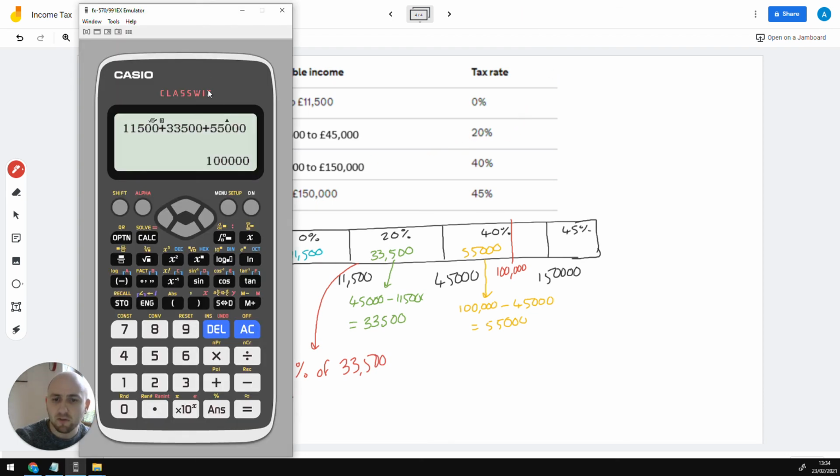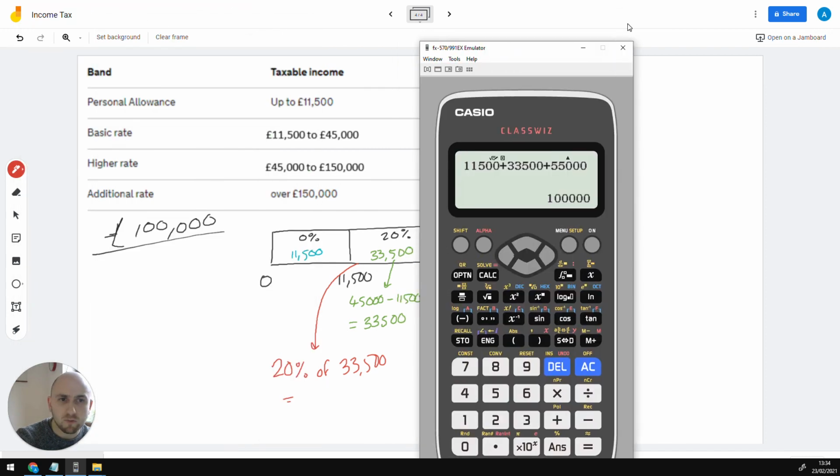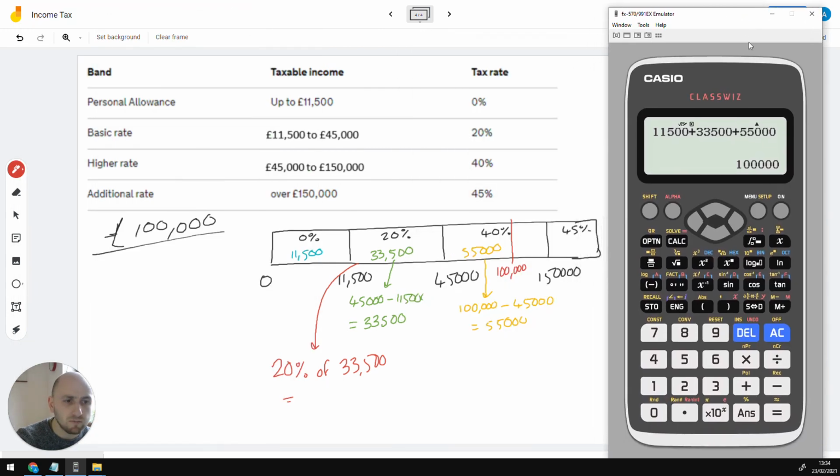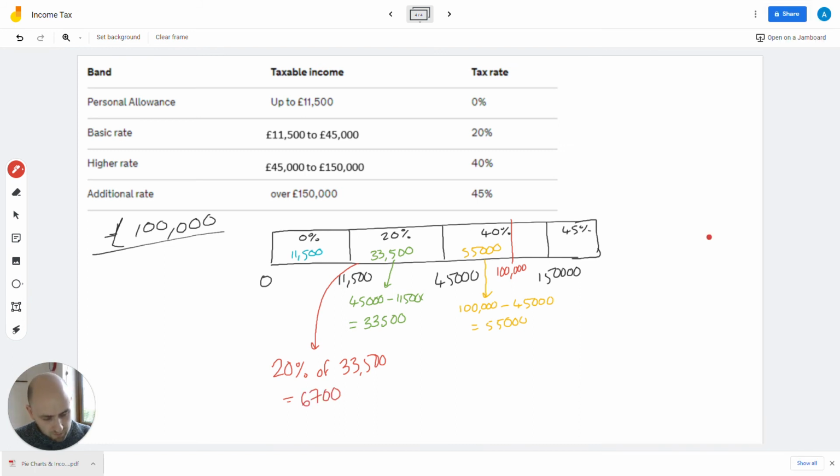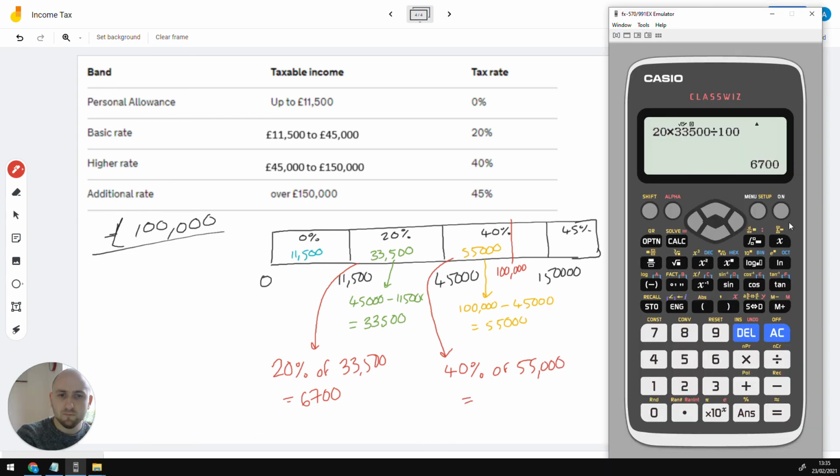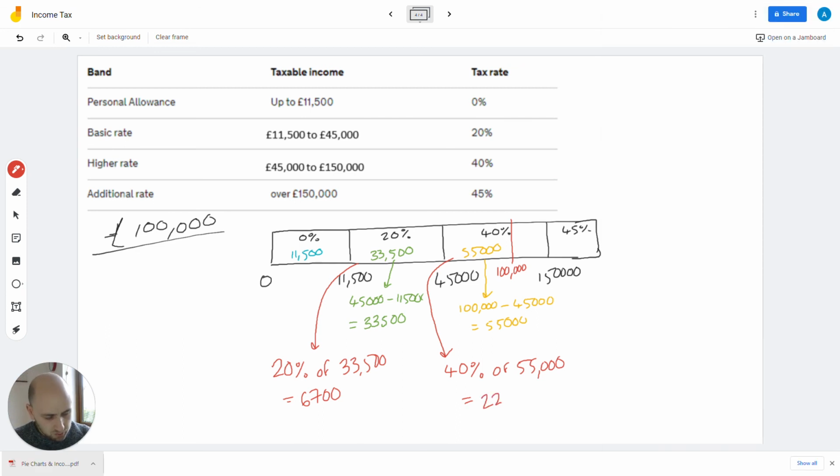Oh, better get a calculator for that. So move it to the side so you don't see my head in it. So 20 multiplied by 33,500, and because it's a percentage, we divide by 100. So 6,700. And then this one, we're going to take 40% of 55,000. So 40 times 55,000, and divide that by 100. We get 22,000. Ouch.